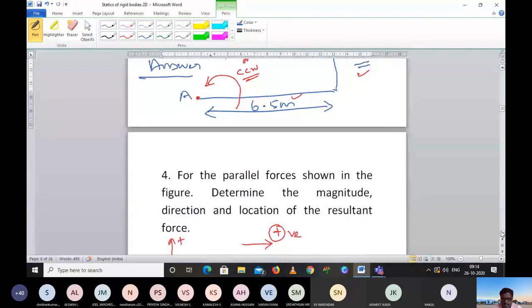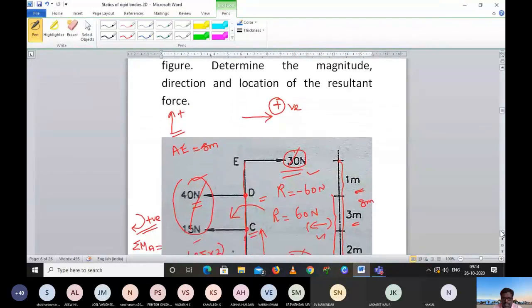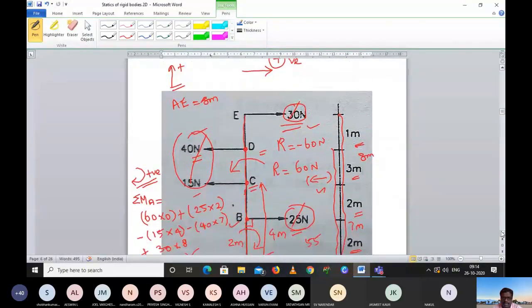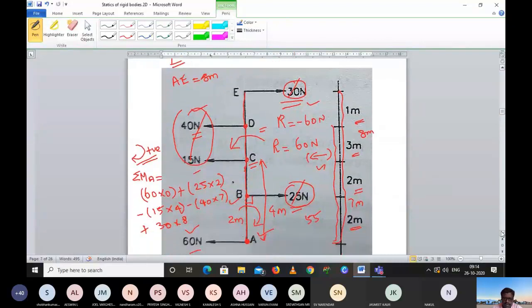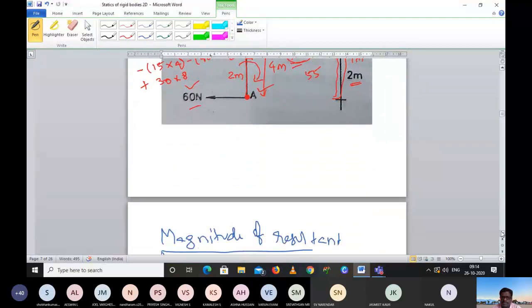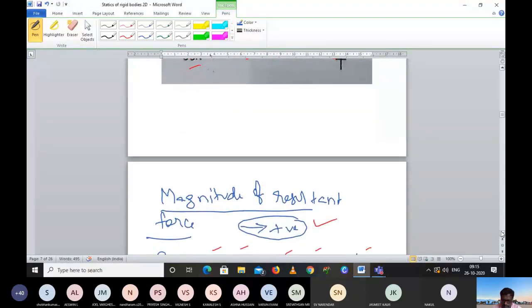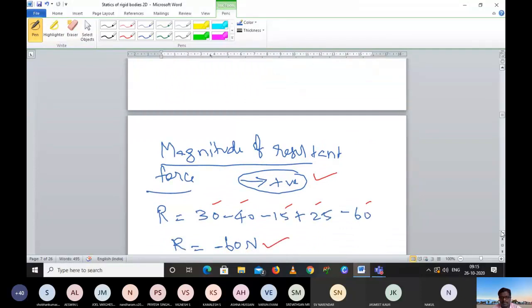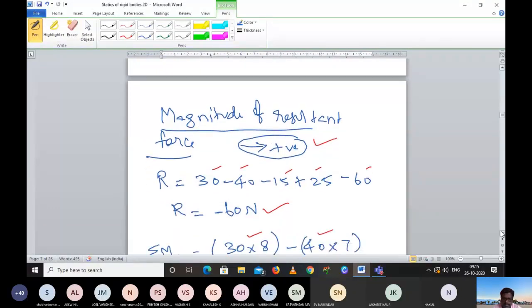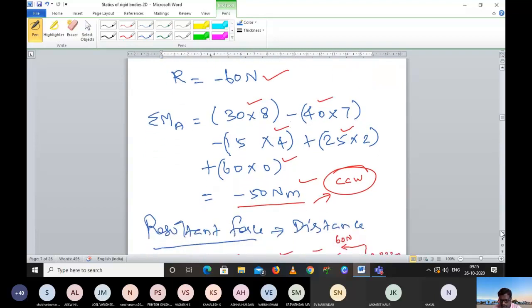Next, we have seen the 4 parallel forces, with clockwise positive, right side forces positive and left side forces negative. In the same way we calculated the moment. So instead of upward positive and downward negative, we calculated this as right side positive and left side negative. Just go through it and you will get the answers. Otherwise you can watch our video also.